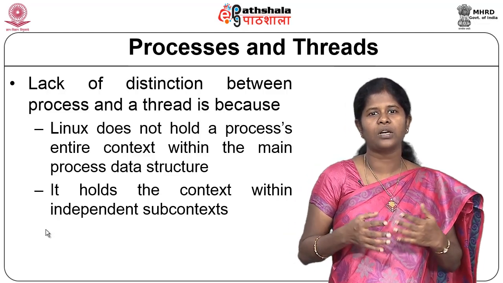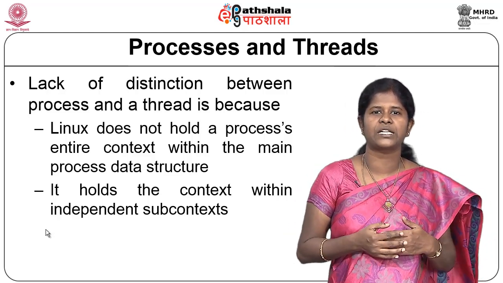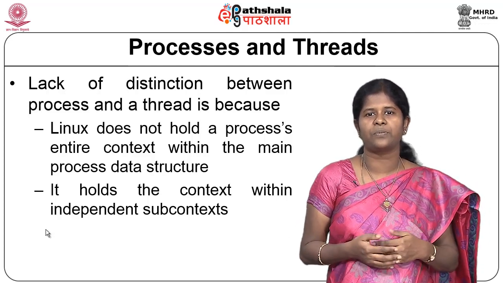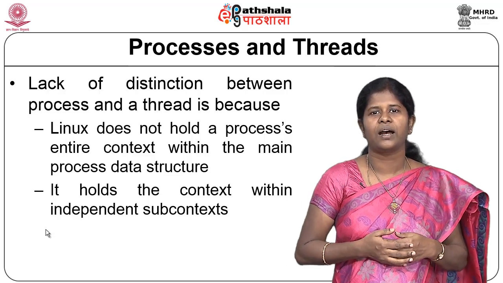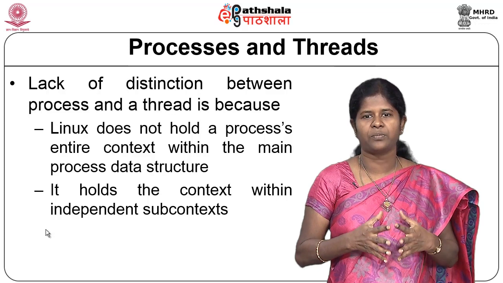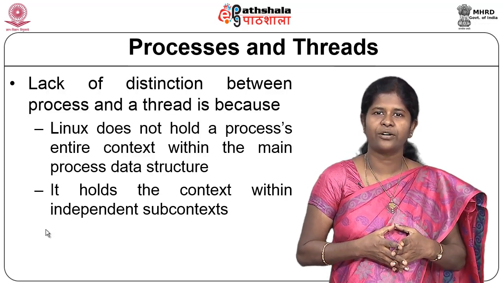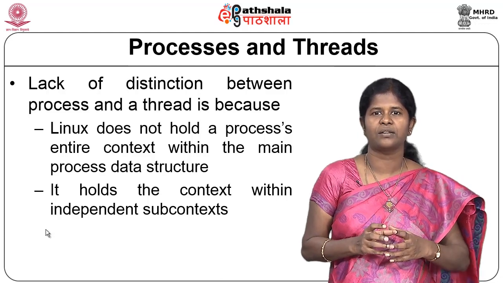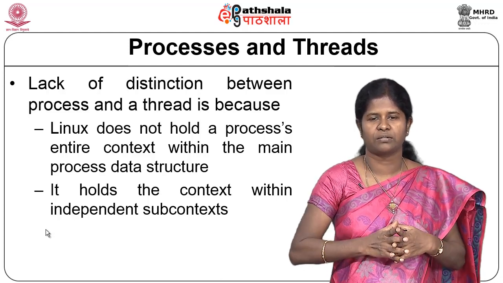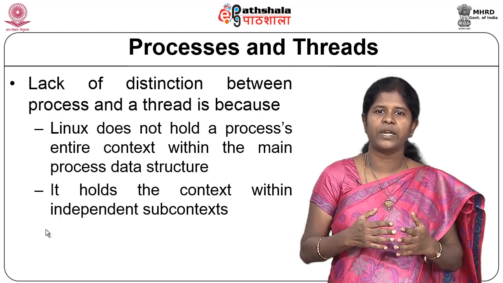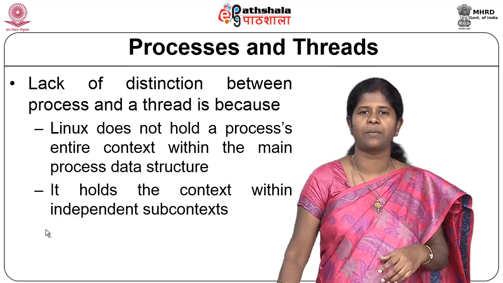So, how is it possible to have this lack of distinction between a process and a thread? There is no distinction between a process and a thread because Linux does not hold the entire process context within the main process data structure. In the case of Unix, you have a data structure called the process structure, which holds all this information together. But in Linux, it is not the case. The context is stored within different subcontexts.